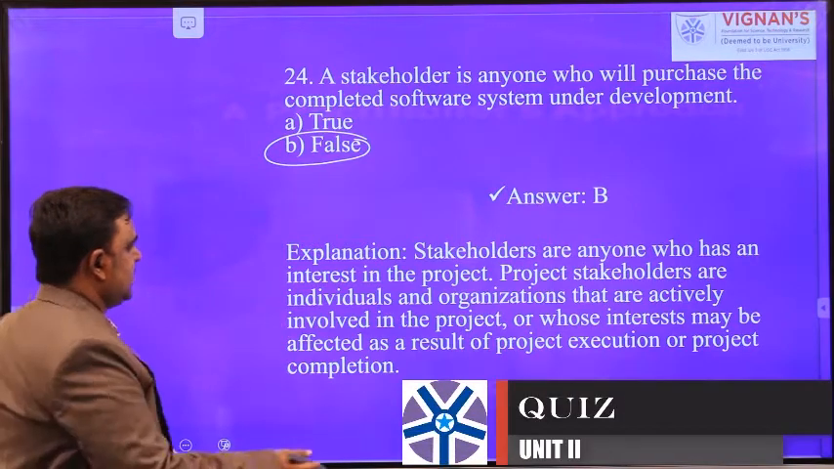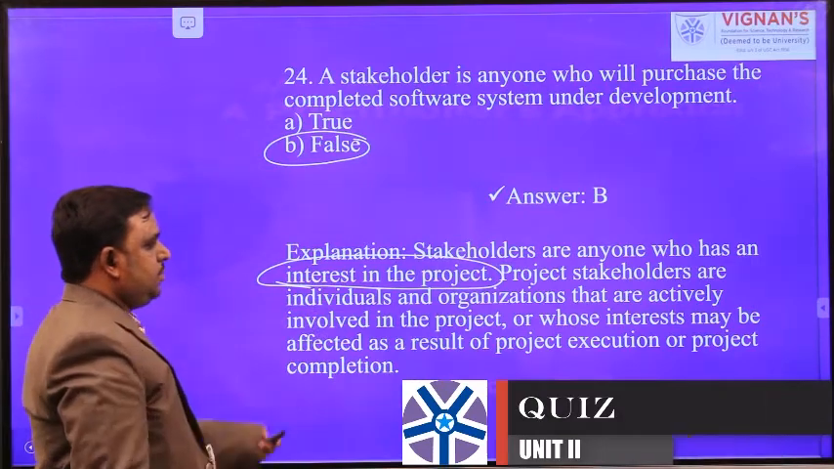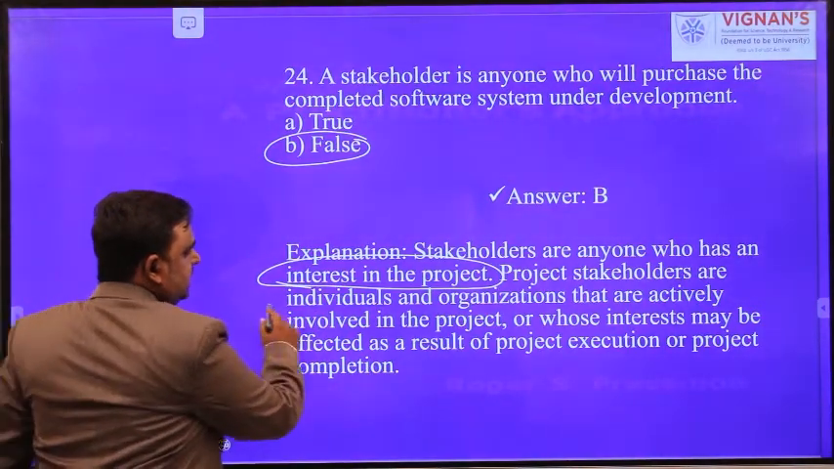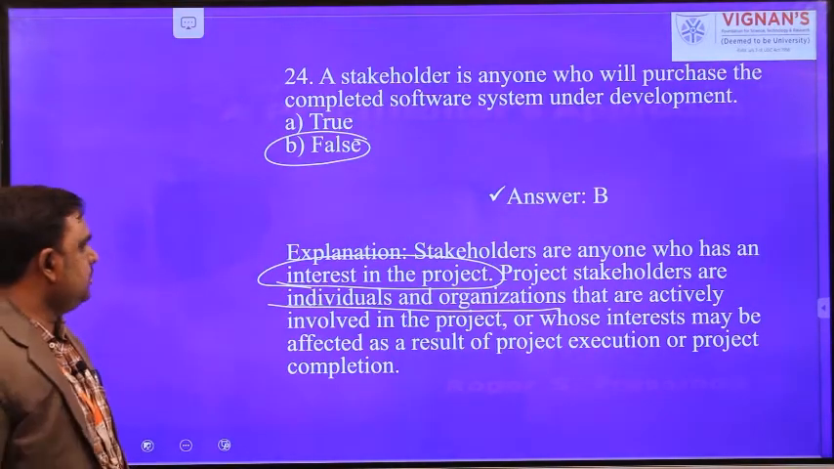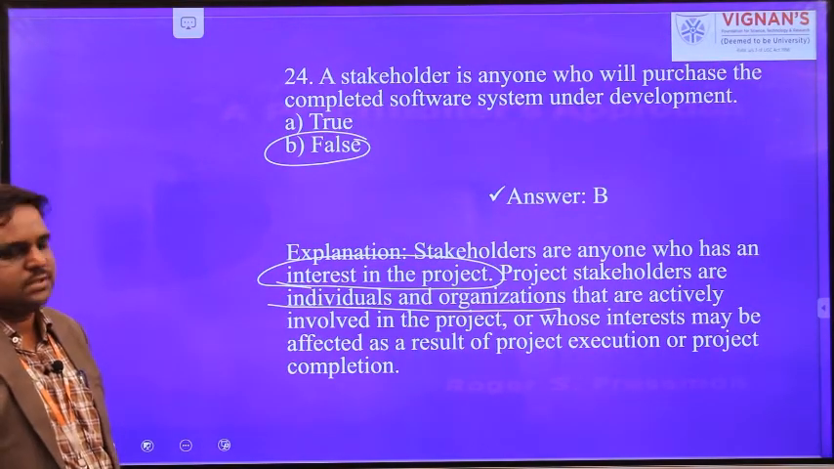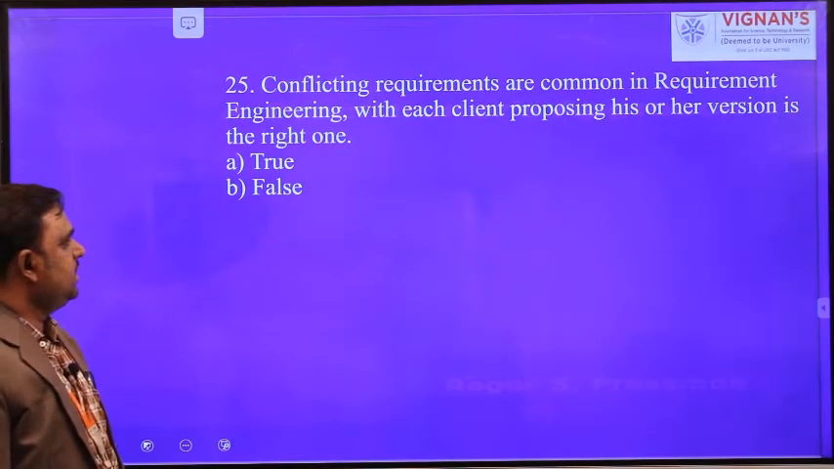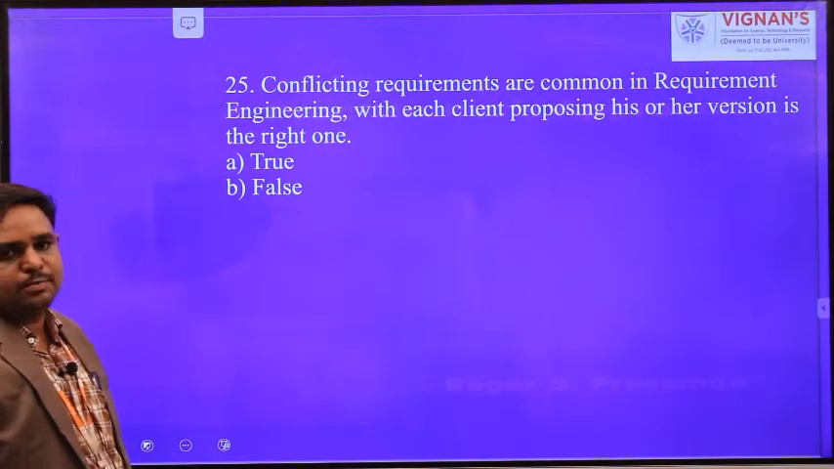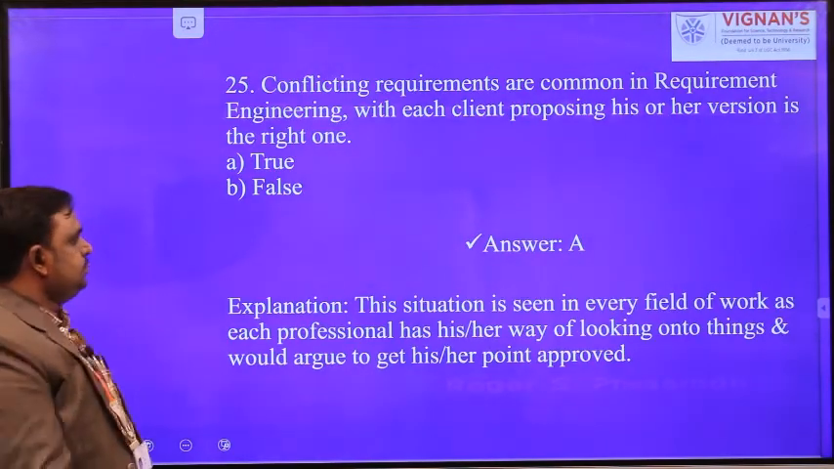So stakeholders are anyone who is interested in the project. And project stakeholders are individuals and organizations that are actively involved in the project which we are going to develop. So the answer is false. Next one: conflicting requirements are common in requirements engineering, with each client proposing his or her own version. So the answer is true.